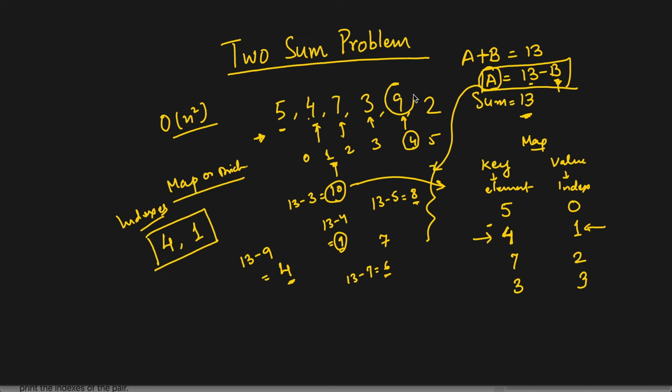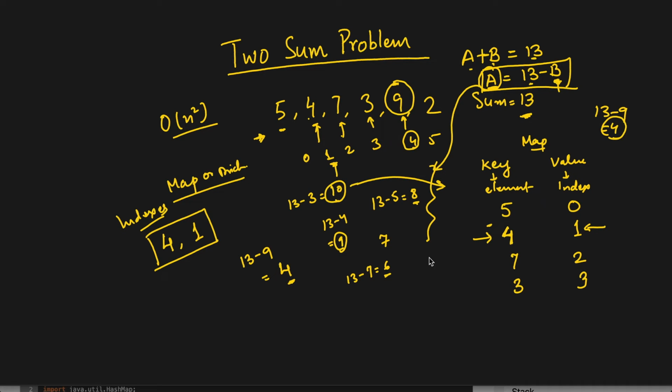So if the current element is 9, which is B, then 13 minus 9 is 4. So A plus B would be equal to 13, right? So what would be the time complexity here? It would be O of n, because we are doing only one iteration, right? So that is the time complexity, and that is definitely better than O of n square. And the space complexity would be O of n, because we are maintaining a map, right?